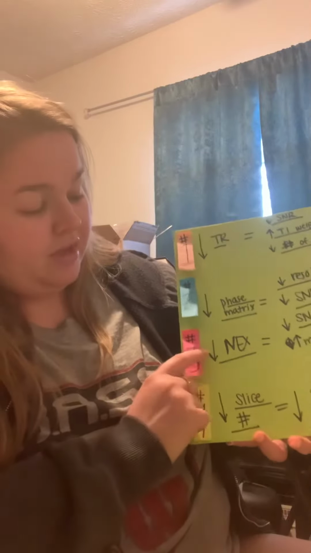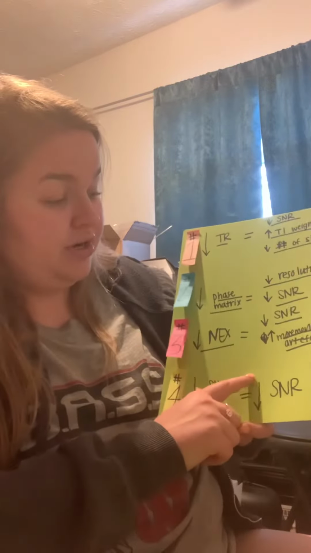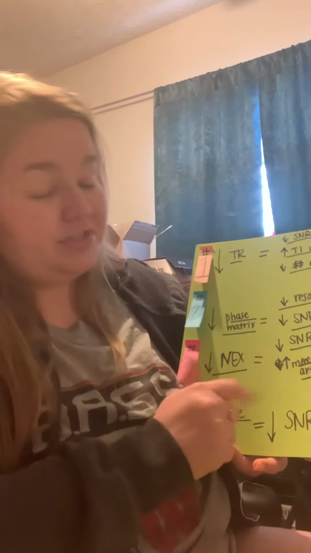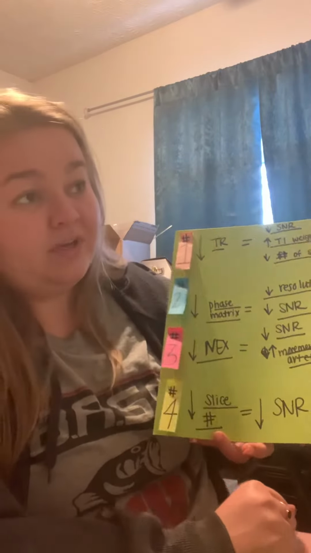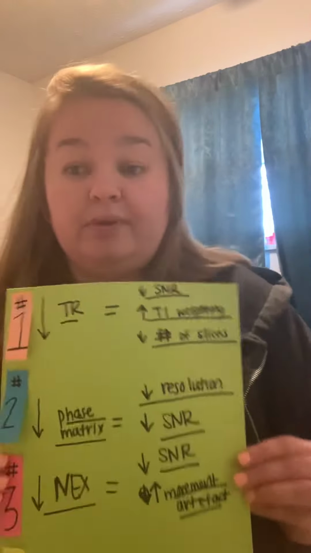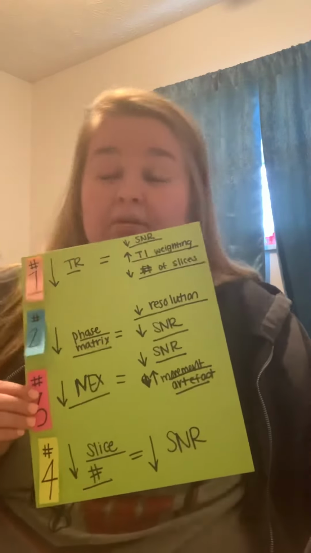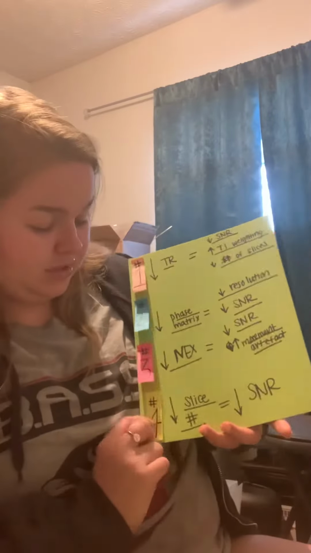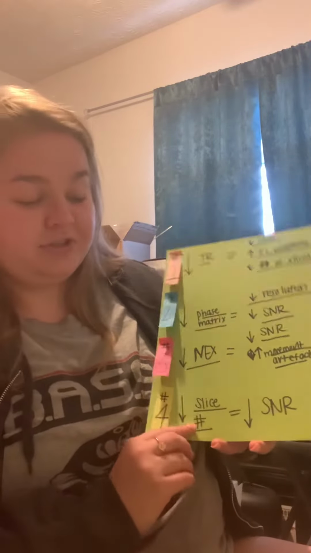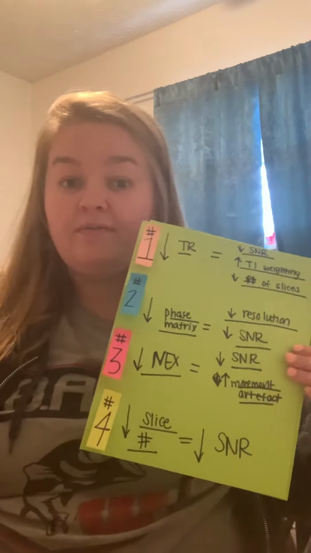Number three, you can decrease your NEX, which obviously decreases your signal to noise ratio, and it also gives an increase in movement artifact, which is not good because normally when you're decreasing your scan time anyways, your patient has already been moving. So that is not a good outcome that you could have. Number four, decrease your slice number. That decreases your scan time, obviously, but it also decreases your signal to noise ratio.